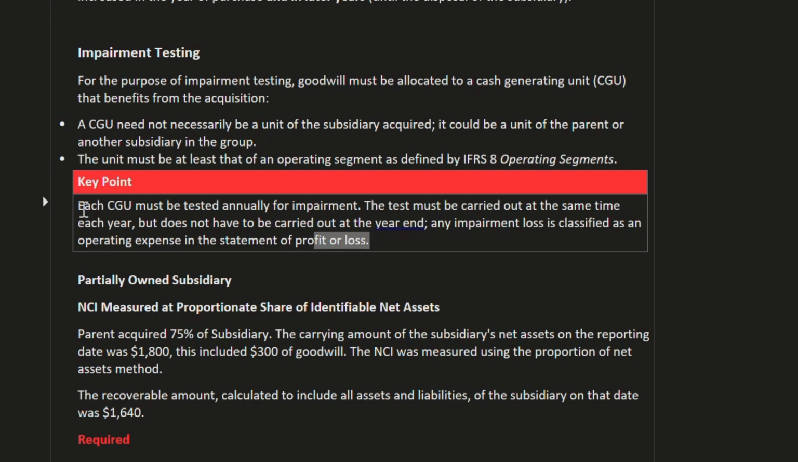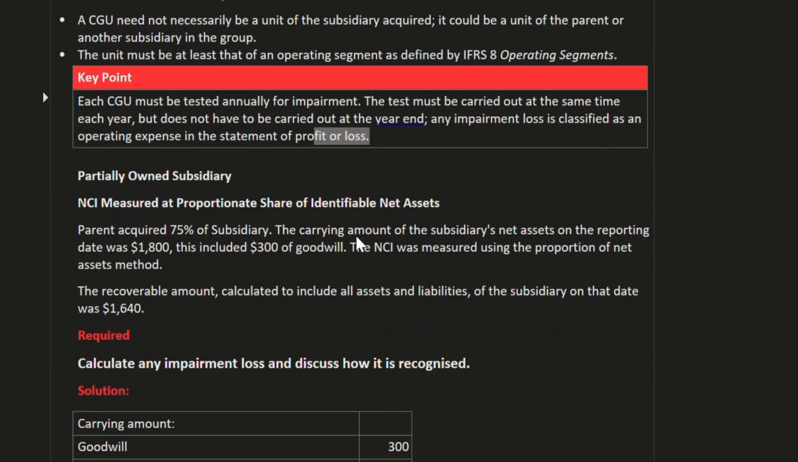Now, key point: each CGU must be tested annually for impairment. The test must be carried out at the same time each year, but does not have to be carried out at the year end. Any impairment loss is classified as an operating expense in the statement of profit or loss.